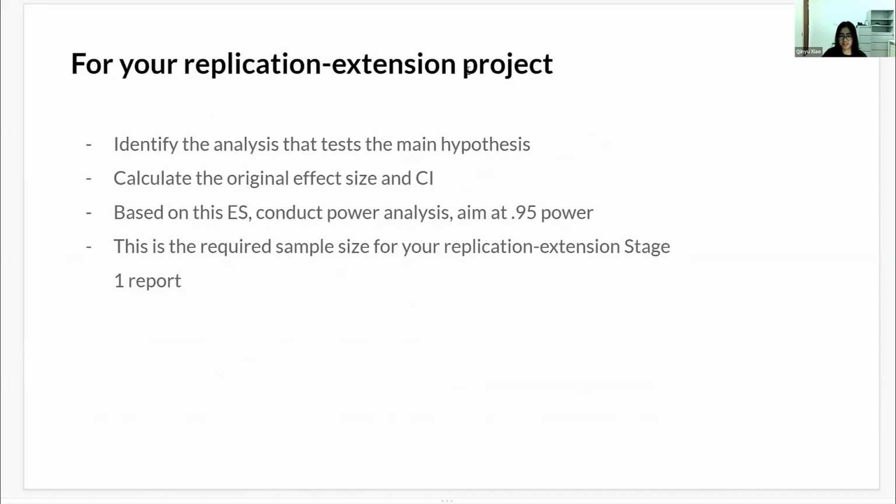And for your project specifically, you will first identify the analysis that tests the main hypothesis. There could be multiple, so calculate the original effect sizes and confidence intervals. And based on the original effect sizes, conduct power analysis at this level of power, and that will be your required sample size in your stage 1 report for your project. So if multiple effect sizes are reported, always aim to detect the smallest effect that has been reported in the original article. The smallest effect that matters to the hypothesis of the original article.